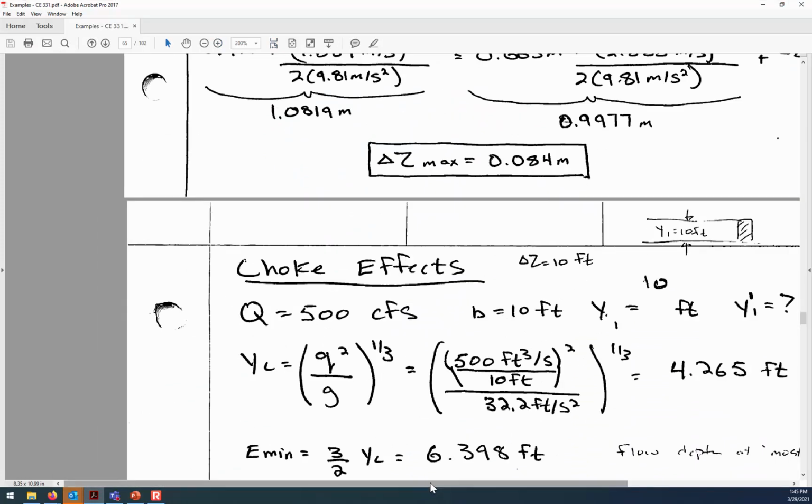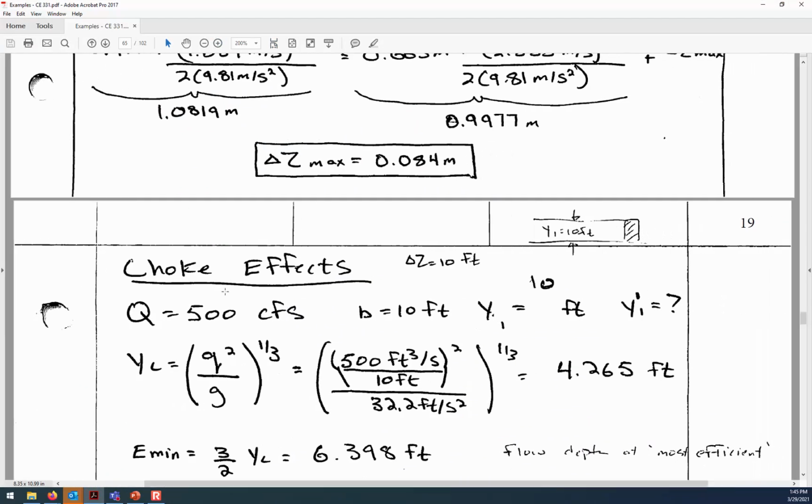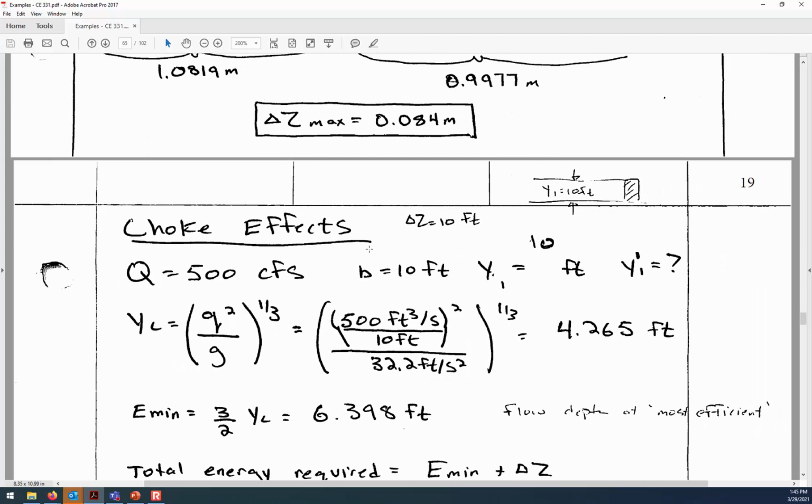So this is 500 CFS. The channel is 10 meters wide. And then we have an initial flow depth of 10 feet. And we want to find out what will be the y prime 1, that means the new flow depth after the pooling occurs.